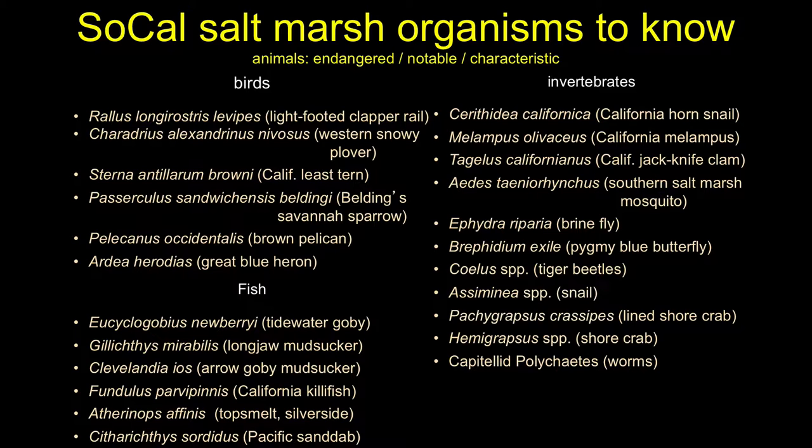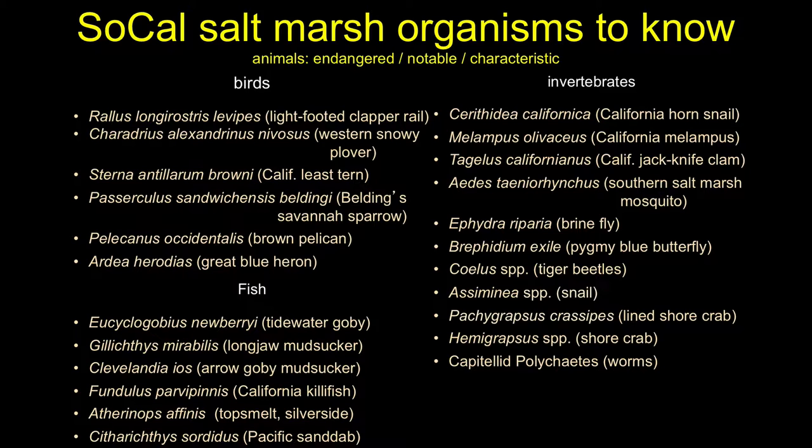A lot of restoration has gone on to try to make more goby habitat. Then we have the mudsuckers. Another important one would be the California killifish. But the genus Fundulus is common throughout all of our salt marshes all around the world.